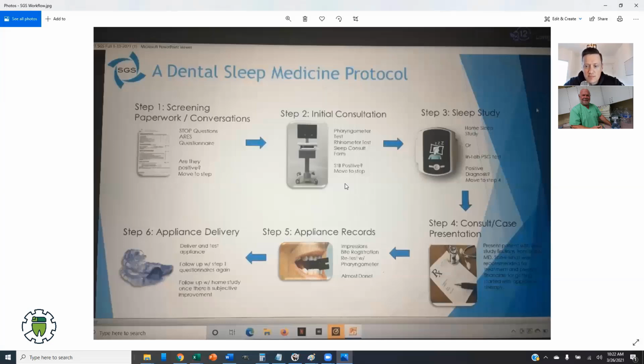We've got it approved. I did my scan on her yesterday, and two weeks from now, she'll be delivering a device. I'll bill it, and then.